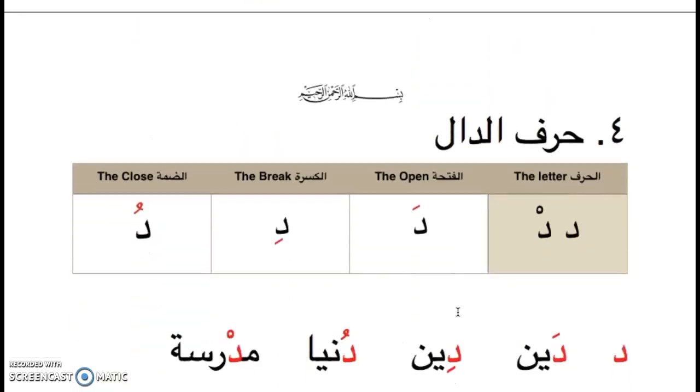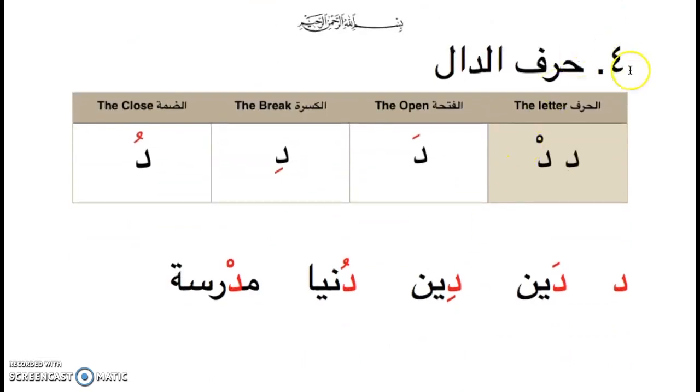Anyhow, number four. The dal. Da, da, da, du. And here, when I promised you there's going to be words that look the same, as you can see here, those two words look like this. They both have three letters, dal, ya, noon. But they mean different things because of how the first letter moved, as you can see here. They look the same, but the differentiation is that line. Just here it's the fatha, the opening, and here is the kasra, the break, yeah, only the break.